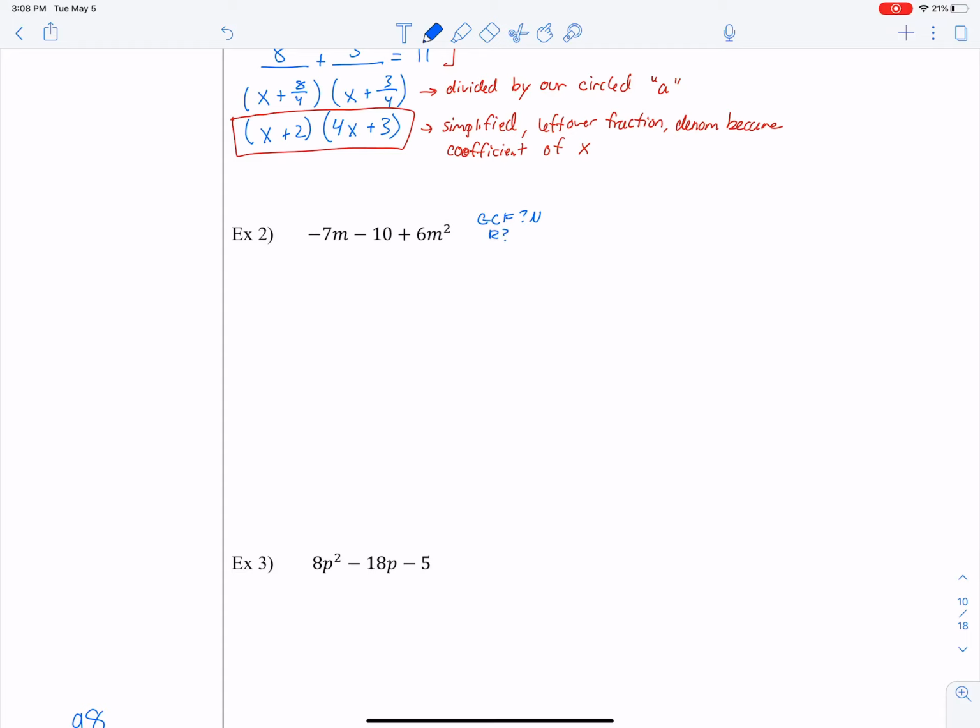But these are not in the correct order. We have an m, a nothing, and an m squared. So we need to reorder this. So reorder yes. So our first step is to put them in the right order. 6m squared minus 7m minus 10.